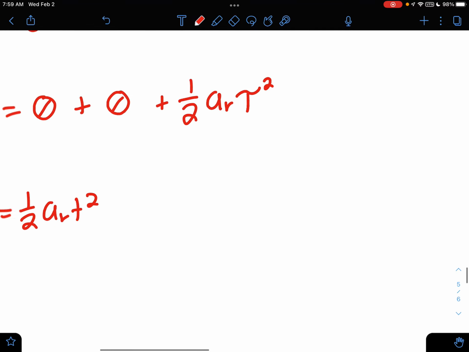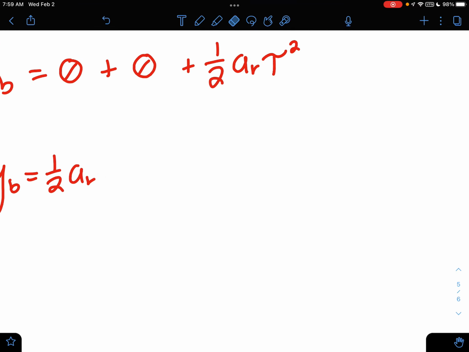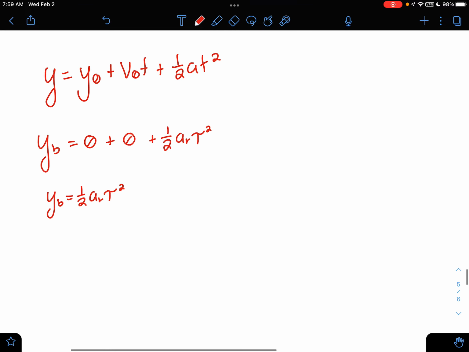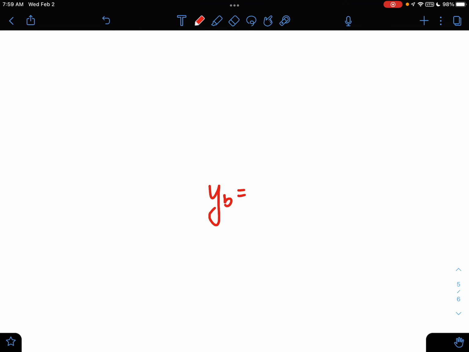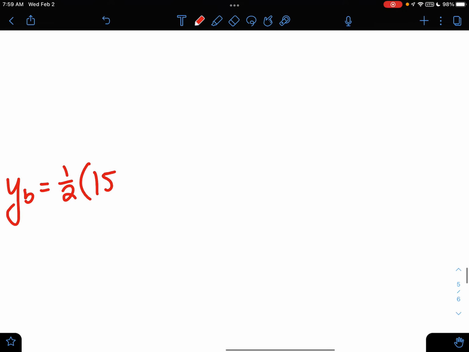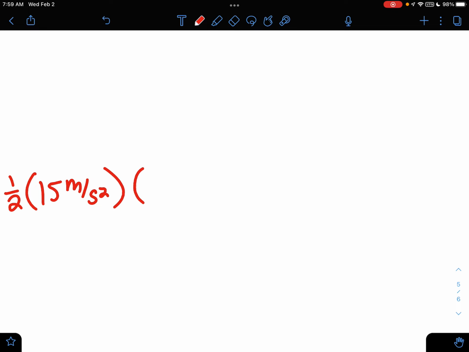tau squared. So now we have an equation. We're solving for this. 1/2 is a constant. We're given our acceleration during this time, and we're given this tau. So everything on this side we know. So if we plug in the numbers, we can find our y_B. So I'm going to do that right now. y_B equals 1/2, and our acceleration of the rocket during this time is 15 meters per second squared, and we're going for 10 seconds.